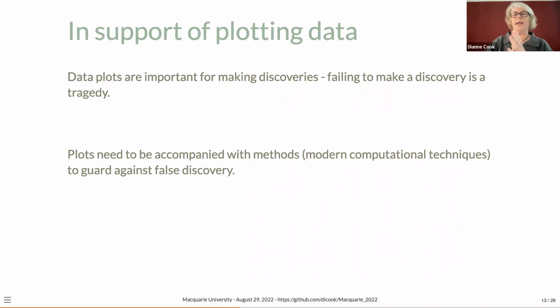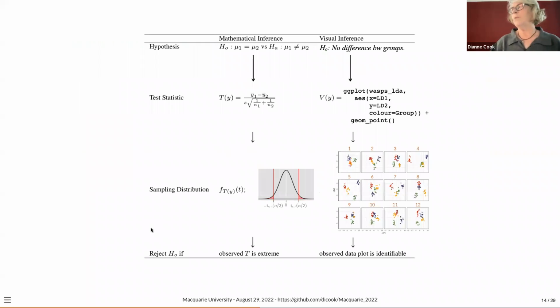Alrighty, so just reiterating, I still argue that we don't make enough use of plots in all of our work. It's a really important exercise. It's a way of really making discoveries and not failing to find something. One of the tragedies, if we're really strict in our statistics, is failing to find something that's really obvious, and that's a tragedy. So it's really important for making discoveries, but it's also important to guard against false discovery. So with our modern computational equipment, we can do that.